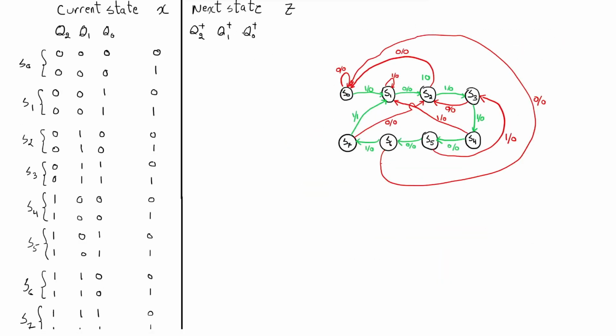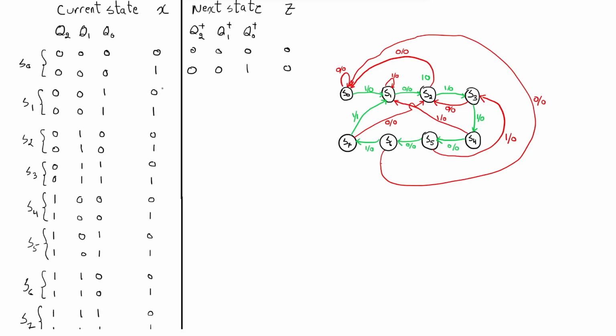Okay, now let's fill in the next state. If we are at S0 and we enter 0, where do we go? We remain in the same state, which is 0, 0, 0, and the output is 0. If we are at S0 and we enter 1, we go to the next state, which is S1. So this will be 0, 0, 1, and the output is 0.